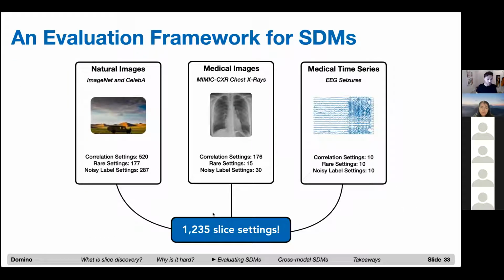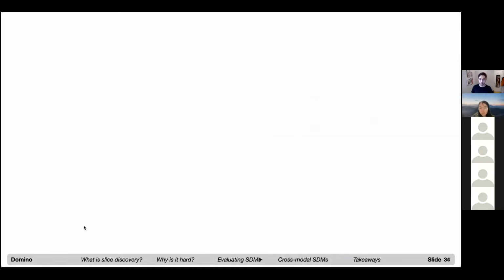Cool. So in our work, we instantiated this framework across 3 different domains: natural images, medical images, and medical time series, which resulted in a total of 1,235 different slice settings. So that's 1,235 different models where we know exactly which slice the model underperforms on. Cool. So now that we've discussed our evaluation framework, we're going to discuss the second part of our work, which is Domino. This is a slice discovery method that was designed specifically to discover coherent and underperforming slices.